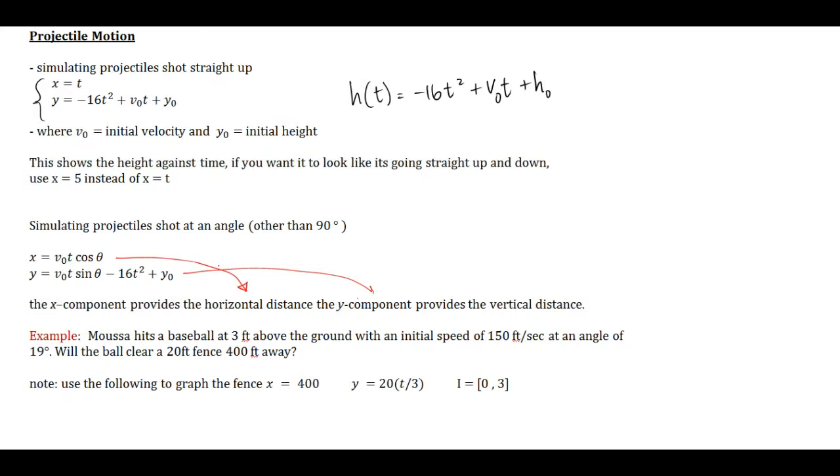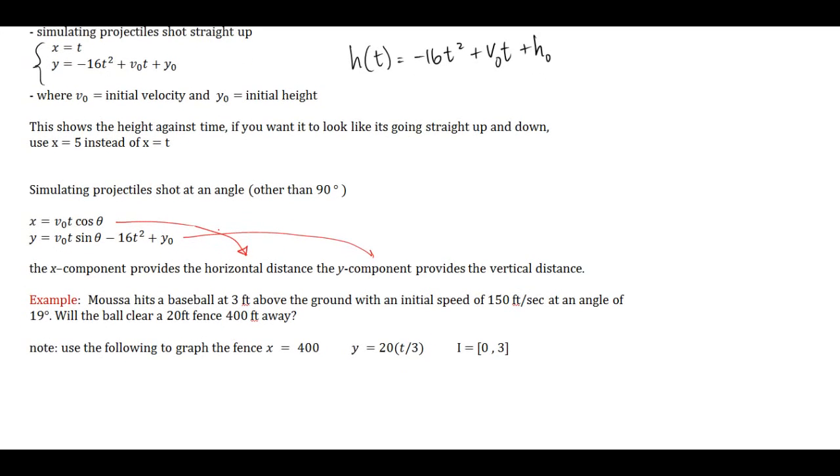So if you see my example there, Musa gets up to bat and hits a baseball 3 feet above the ground with an initial speed of 150 feet per second at an angle of 19 degrees. Will the ball clear the 20-foot fence 400 feet away? Wow, what a great question. It makes me wonder, and I'm so excited.